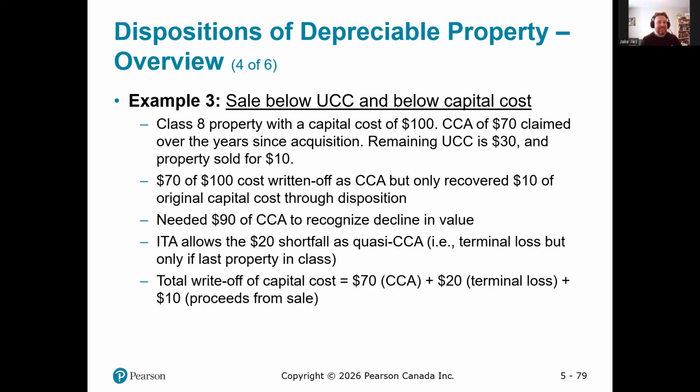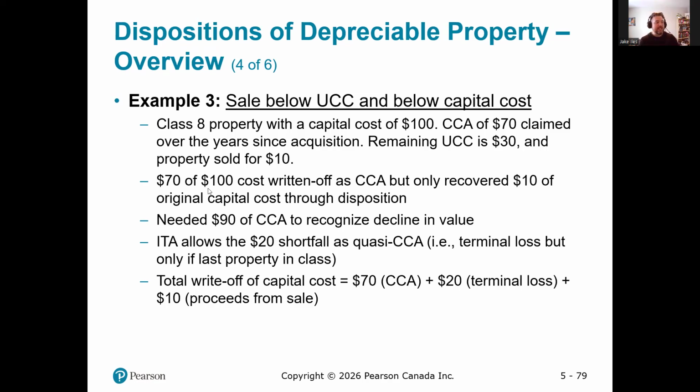So we have to recognize that loss in value, that loss in CCA that we should have taken to recognize that the value was dropping more. So we needed $90 of CCA to properly recognize the decline in value. I want to emphasize we're not wrong for having taken $70. $70 of CCA might have been the result of our calculations, that CCA required calculation. But those CCA calculations don't always reflect what's happening in the real world.